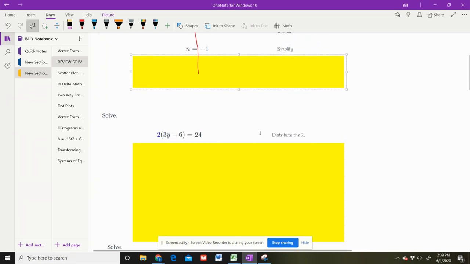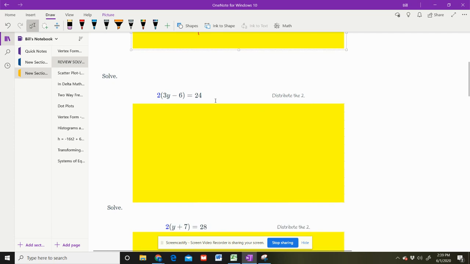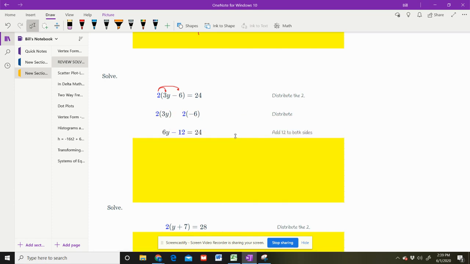All right. On the next one, now we have the distributive property. When we're using the distributive property, the first thing we always do is multiply that outside number times both terms inside the parentheses. And if there's 3 terms, you multiply it to all 3 terms. So we go 2 times 3y, 2 times negative 6. We get 6y minus 12 is equal to 24.